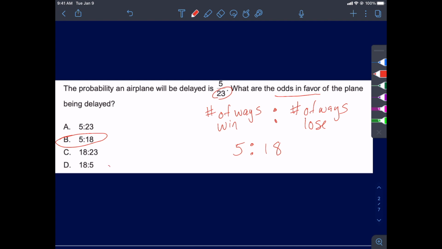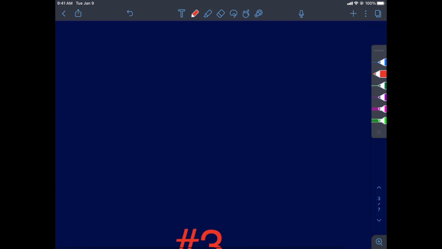Interestingly, D is the odds against. So they just switch the ways you lose, or the ways it doesn't happen, to the ways it does happen. And these other ones are some sort of mix of probability, but not exactly what we're looking for at all here. Number 3.